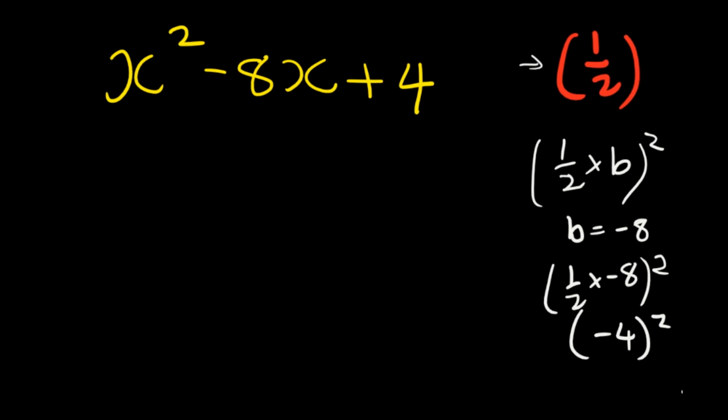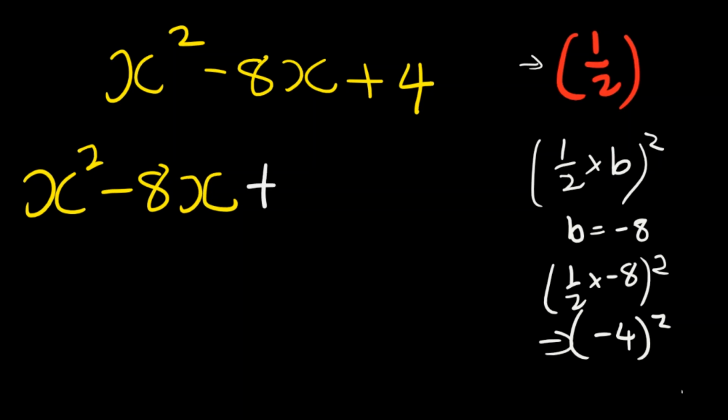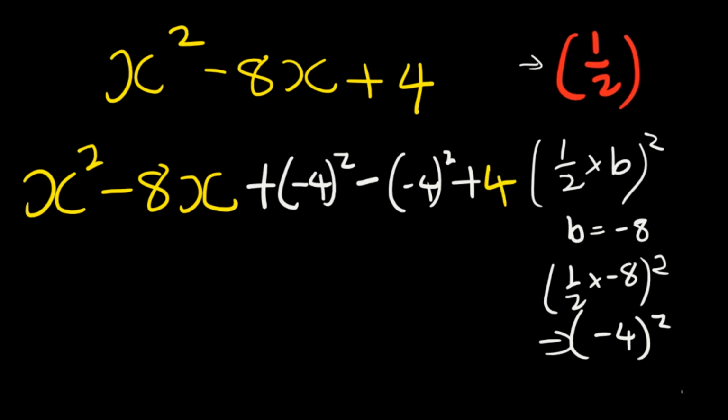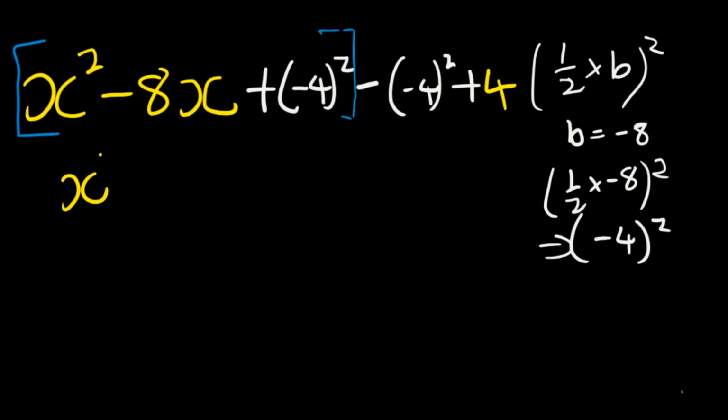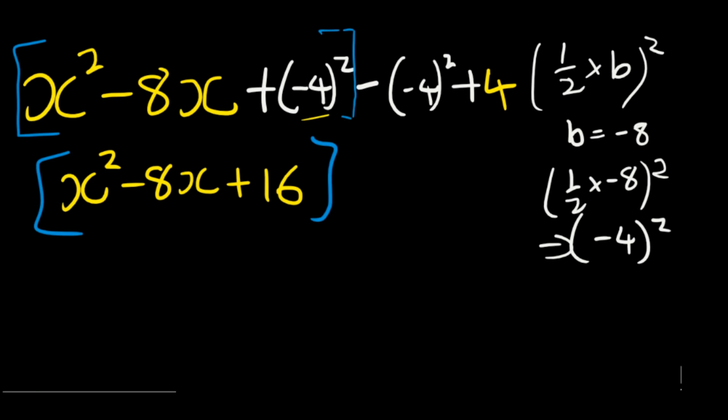So you're going to add and subtract this thing here, right? You add and subtract. You don't subtract and add. You add and subtract. Please. So you have x squared minus 8x, and then you add the minus 4 all squared, and then you subtract the minus 4 all squared, and then you put in your original 4. And then what you do here is you separate a portion of this equation, separate it. Then from there, let me just write everything properly. So you have x squared minus 8x, and then minus 4 all squared is going to give you plus 16, right? And then you put everything inside the bracket, and then here it's minus 16 plus 4, right?